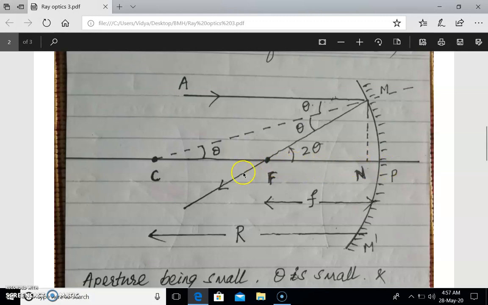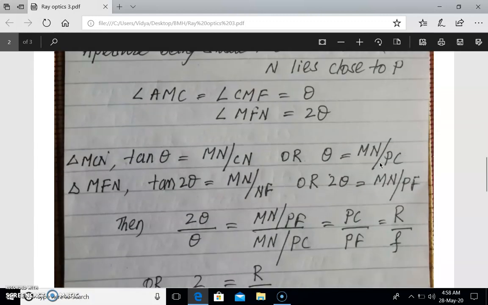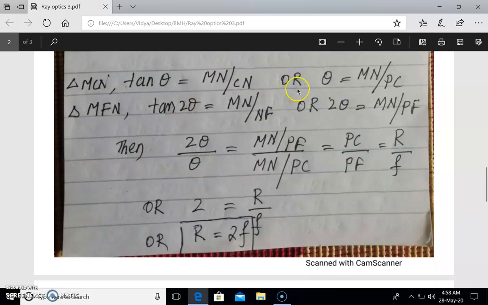NF can be read as PF, NC can be read as PC. Aperture being small, N lies very close to P, so distances measured from N are nearly equal to the distances measured from P. So we define here tan theta is MN by CN, or, angle theta being very small, instead of tan theta we just write theta. Theta equals MN by PC.